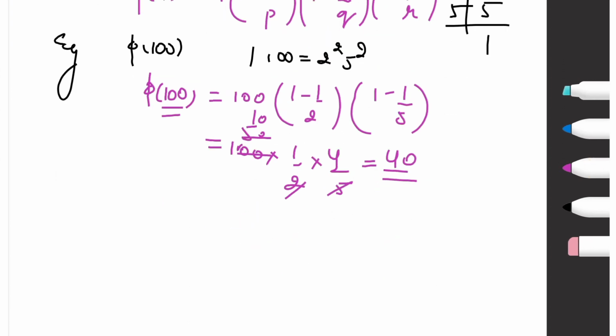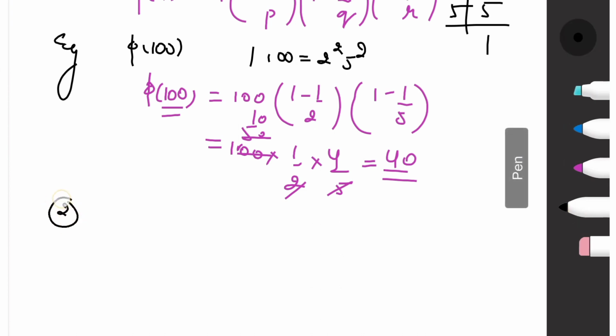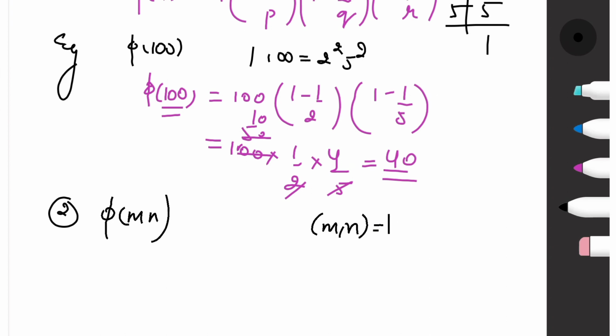Okay, moving on. The next formula which you can use for finding the Euler function is, let's just take phi of mn. Suppose this number is mn, the product of m and n, and m and n are co-prime numbers, or you can say that GCD of m and n is 1. So you can write it separately, like phi of m into phi of n.